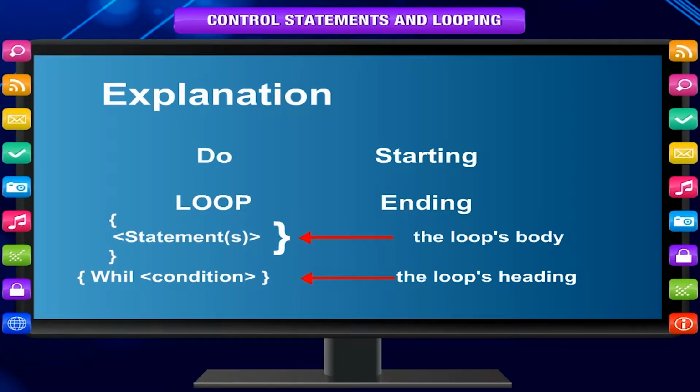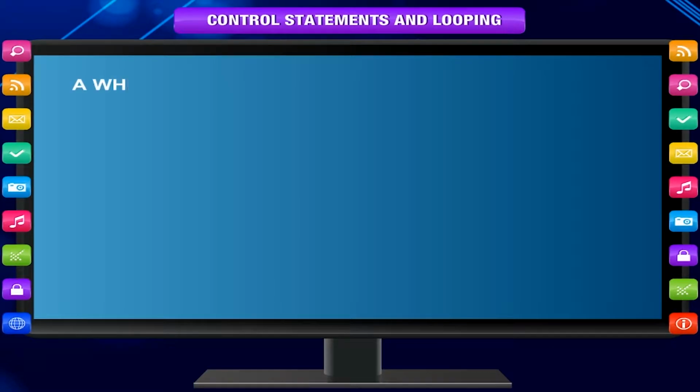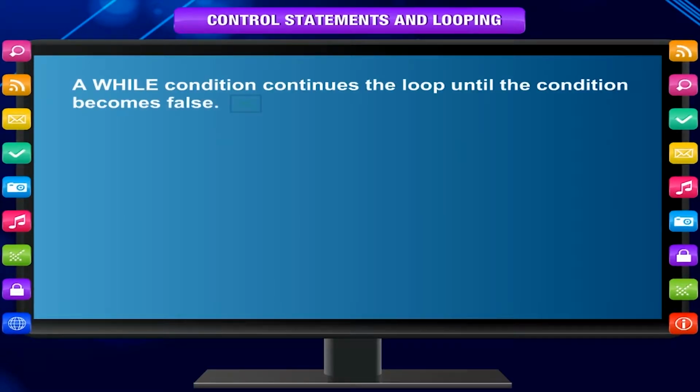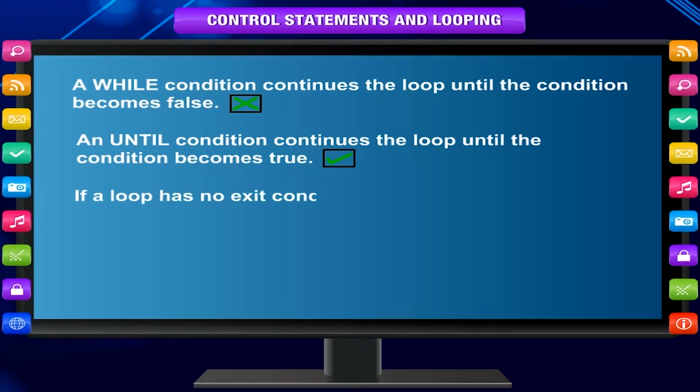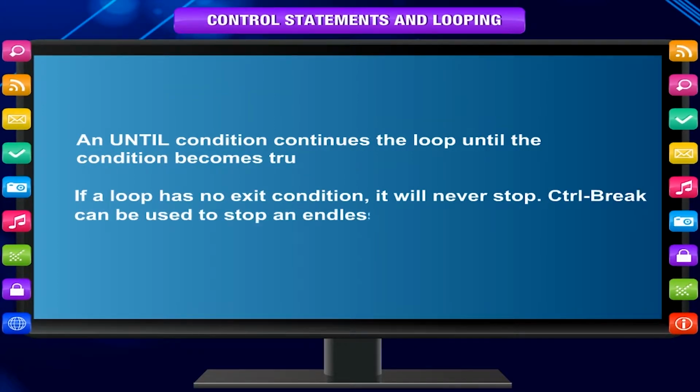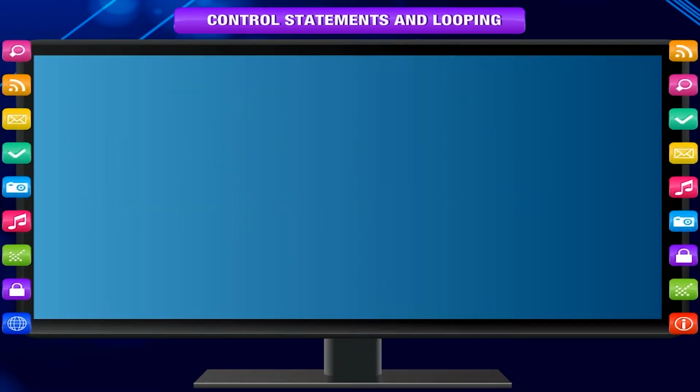The code inside the loop will run at least once since the condition is specified at the end of the loop. A While condition continues the loop until the condition becomes false. An Until condition continues the loop until the condition becomes true. If a loop has no exit condition, it will never stop. Control Break can be used to stop an endless loop.